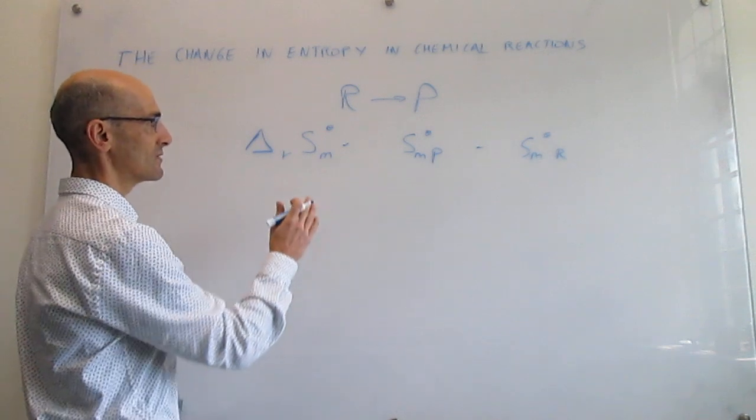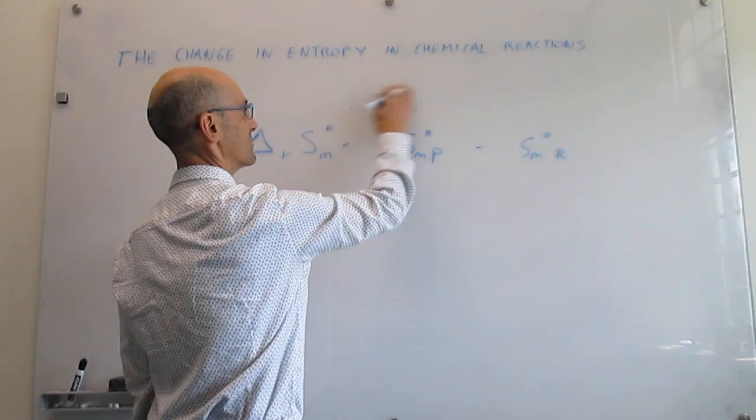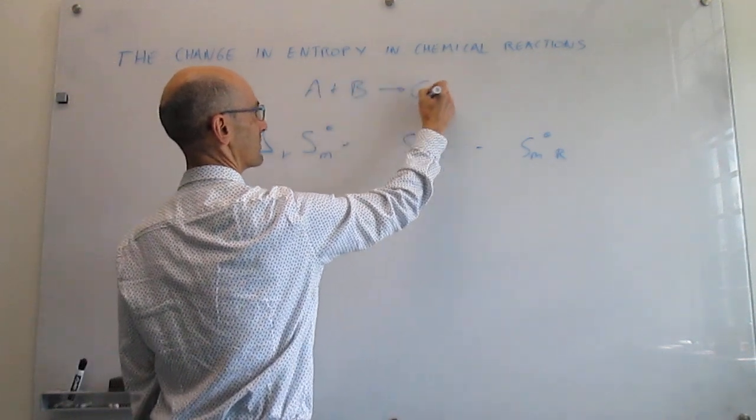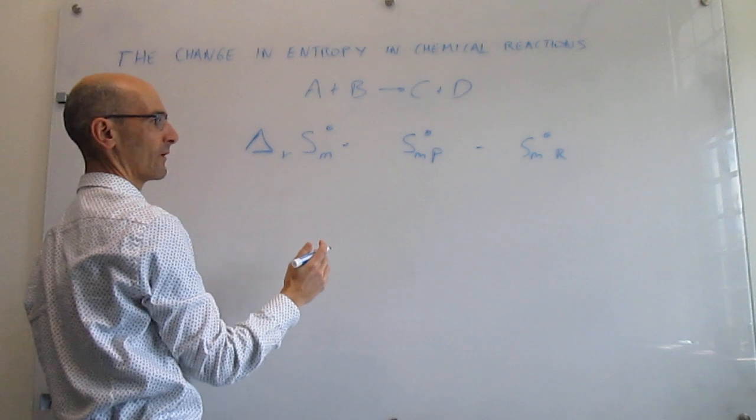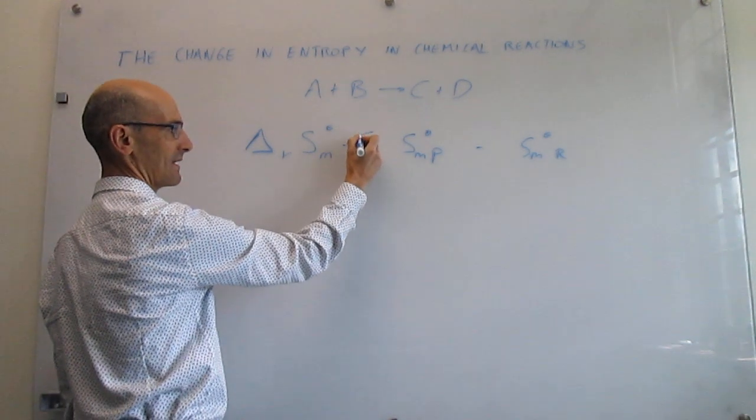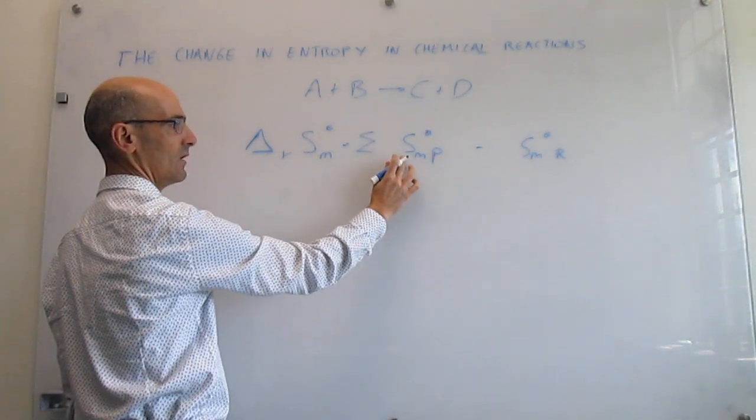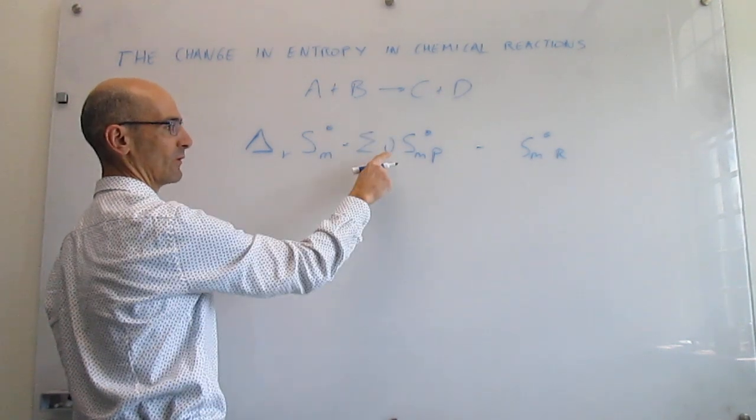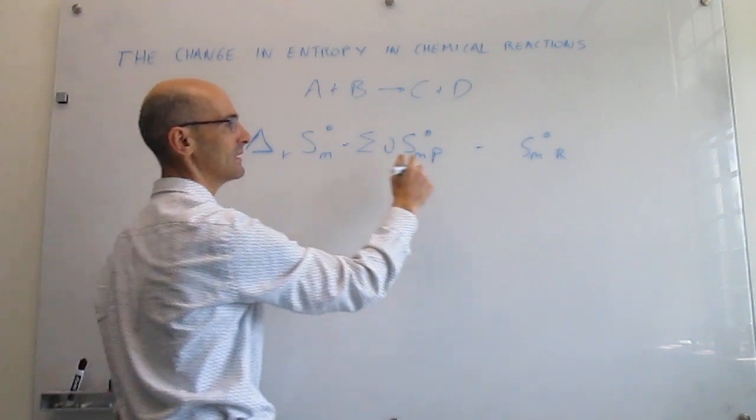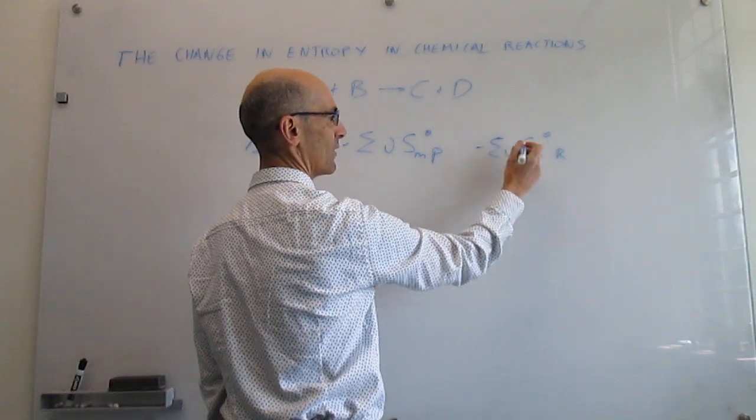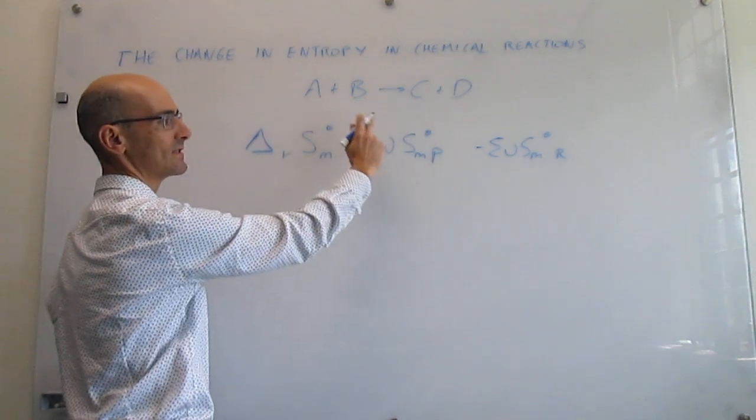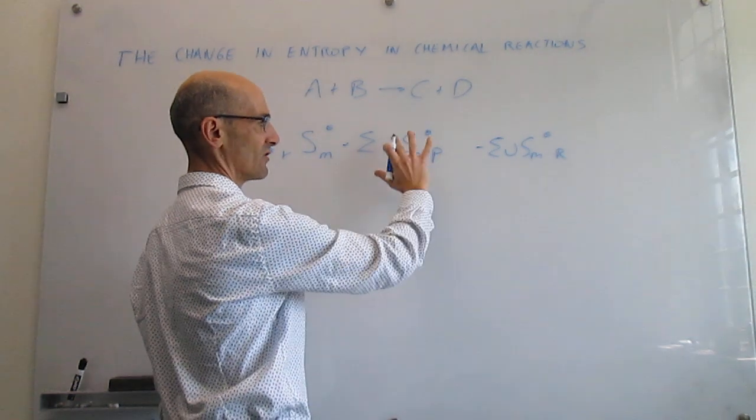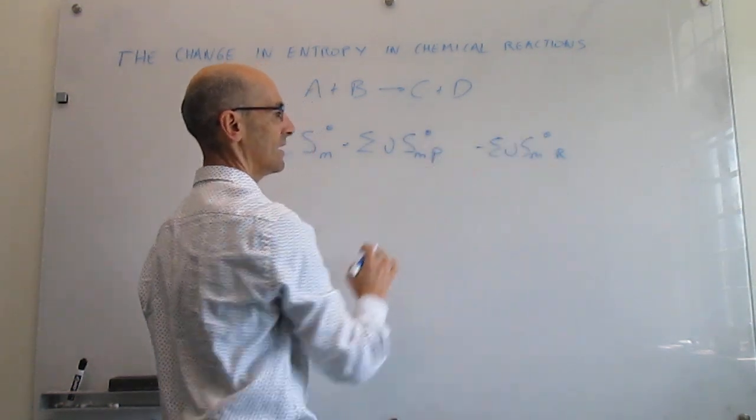Just to complete this a little bit more, suppose that you have a generic chemical reaction, A plus B to give C plus D. For this chemical reaction, what you have to do is simply add all of the absolute molar entropies of your product species multiplied by the stoichiometric coefficients. That's what this new letter is. And then subtract the sum of the molar entropies of all of the reagent species multiplied by the stoichiometric coefficients. Again, those are generally going to be all standard and molar.